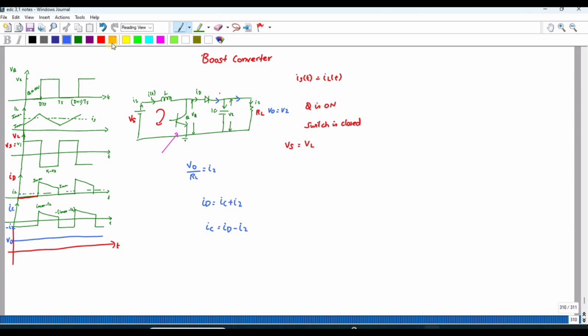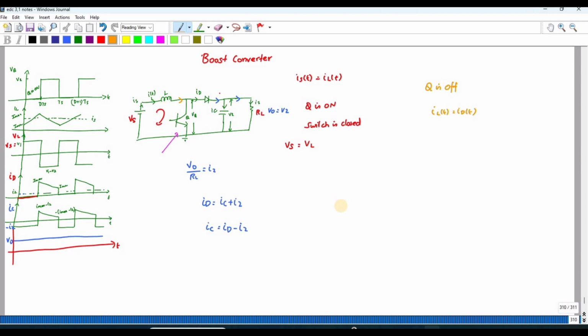So what happens when Q is off? When Q is off, the switch is off, moreover IL of t is equal to ID of t, right? Because the current starts to flow in this direction. So whatever the current here is same as ID. So you can see the IL current is same as ID. So if this is ID, what is IC? IC is nothing but ID minus I2. So you have to subtract this ID value from I2. So you will get the capacitance current like this.